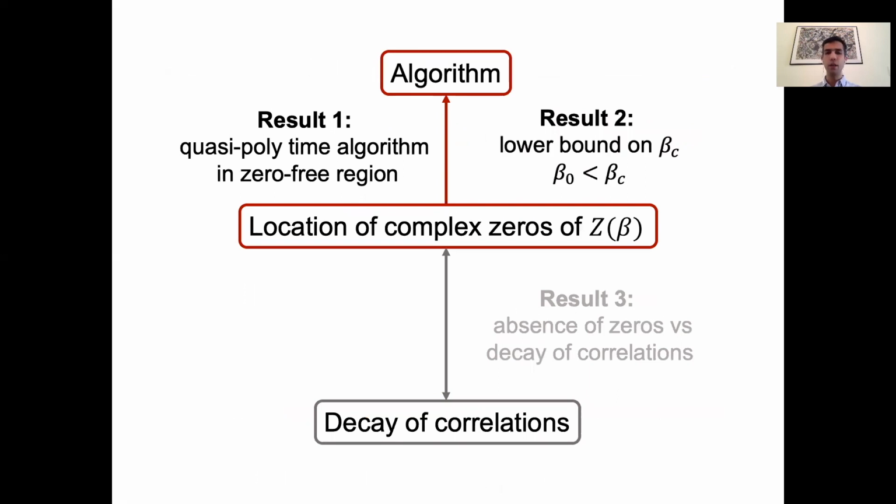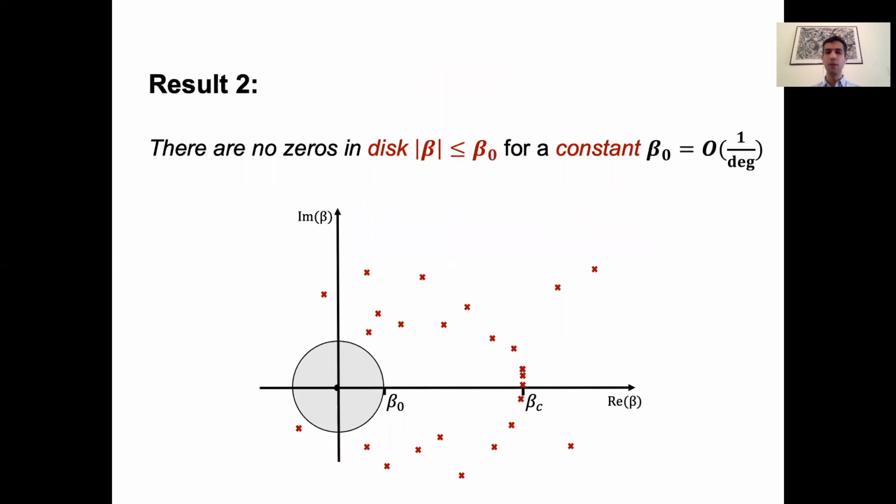In general, it's a hard problem to determine where the zero-free region ends. And unless we pick a specific family of, say, translationally invariant Hamiltonians, exactly finding the critical point is hard. So in our second result, we give a general lower bound on the value of the critical point. In particular, we show that the partition function doesn't have any complex zeros inside a disk of radius beta naught, where this beta naught depends on the geometric properties of the Hamiltonian, like the degree of the interaction graph.